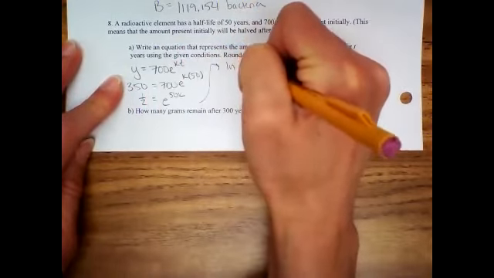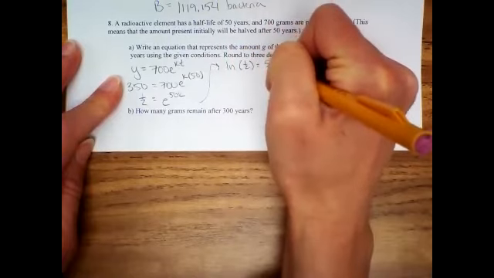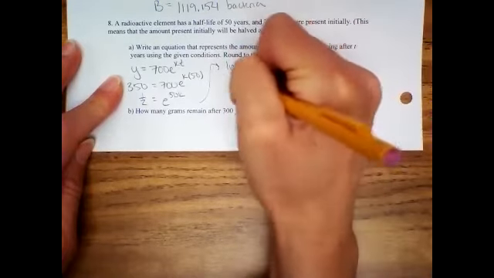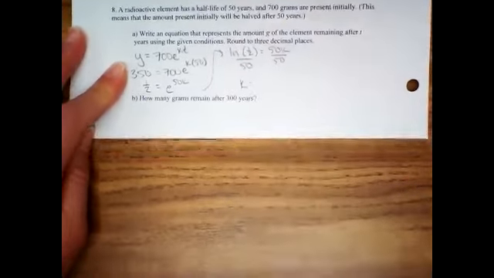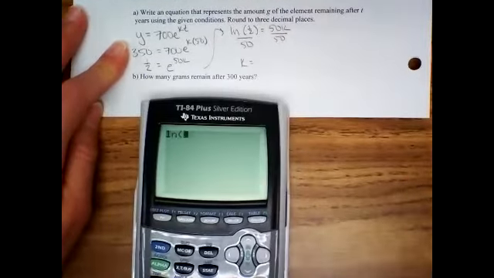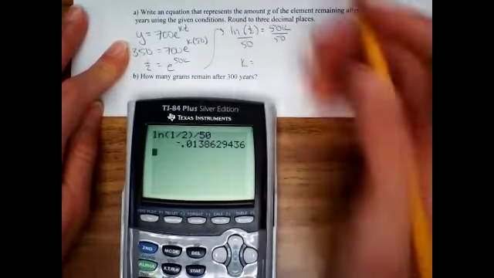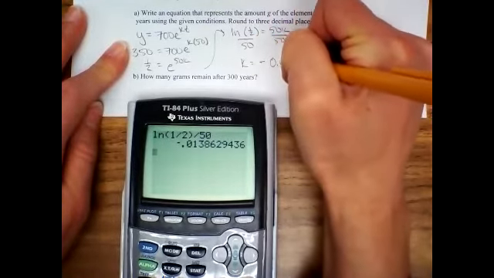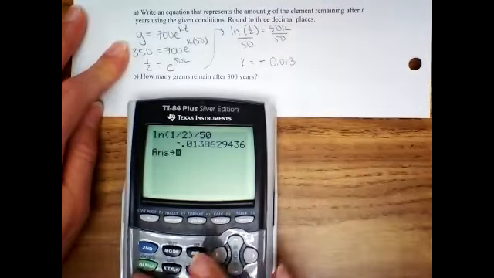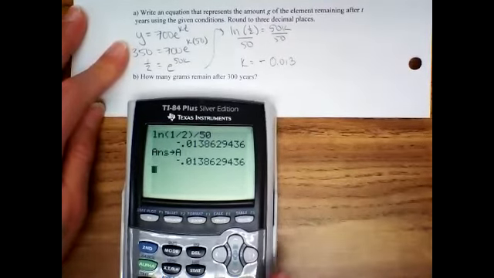And then ln both sides and divide by 50. So that is what we are going to type in our calculator to get k. So ln of a half divided by 50. And we get a negative rate because the amount is decreasing. And I'm going to store that, store alpha A, enter.